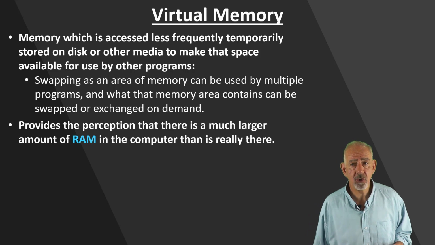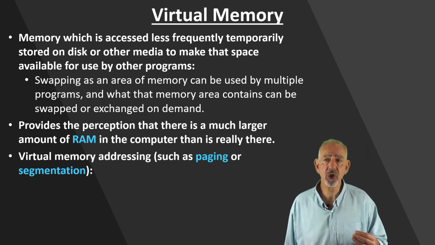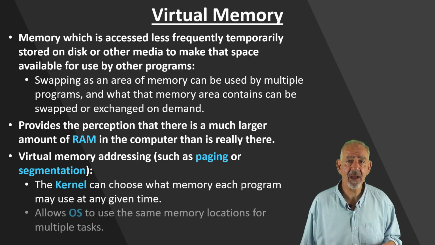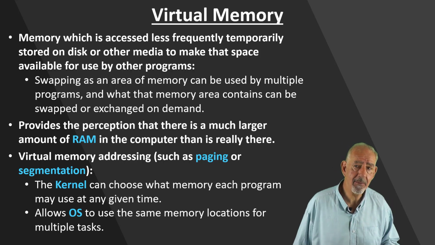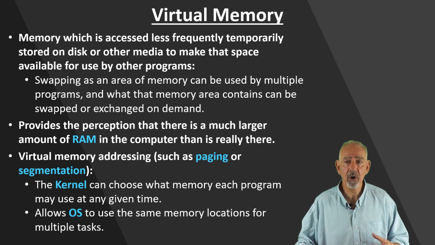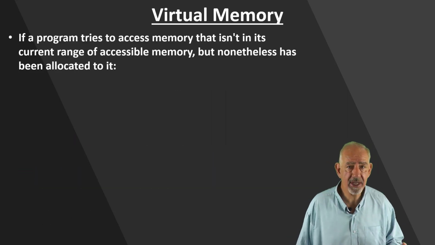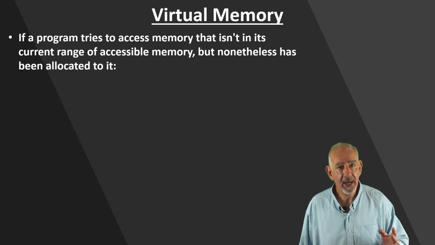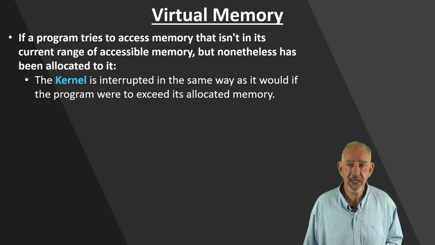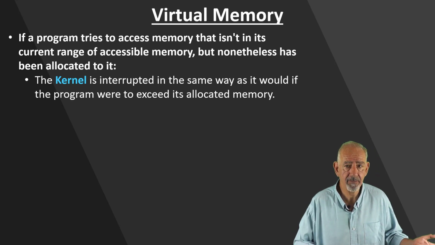When we've got things like virtual memory addressing, such as paging or segmentation, the kernel can choose what memory each program may use at a given time. It allows the operating system to use the same memory locations for multiple tasks, so they don't all clash. If a program tries to access memory that isn't in its current range of accessible memory, but it's been allocated to it, then the kernel is interrupted in the same way as if a program exceeded its allocated memory.